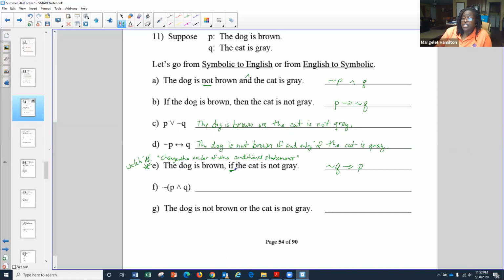So watch this in the homework and in the test. It might show up. Might show up in a bonus assignment, okay? So watch the order, okay?